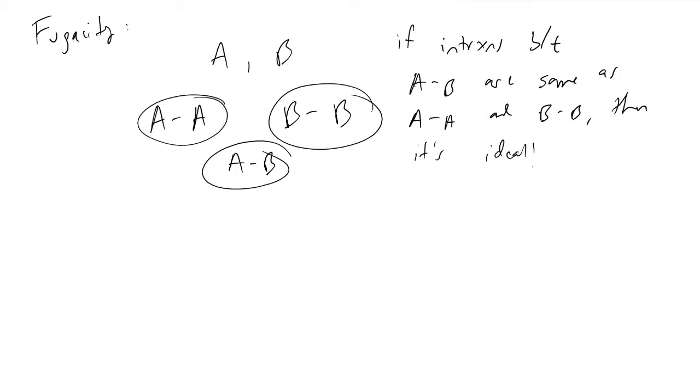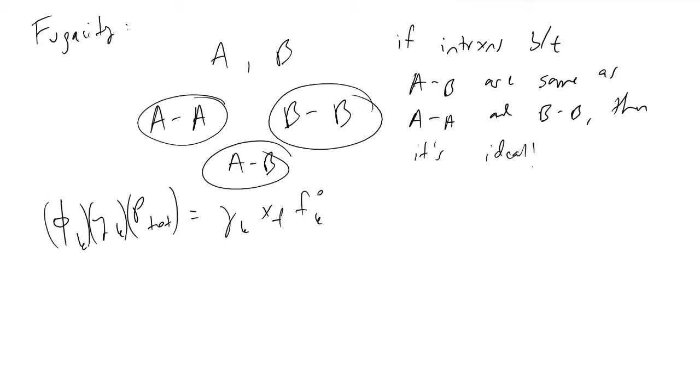But when that is not the case, we need to begin to take into account a few more variables. And in this case, what we get out are things like this. So we'll see a lot of phis. Phi sub k times y sub k times P total is equal to gamma sub k, x sub k, and f naught sub k. These are all separate terms, and we're going to look at each one of them.